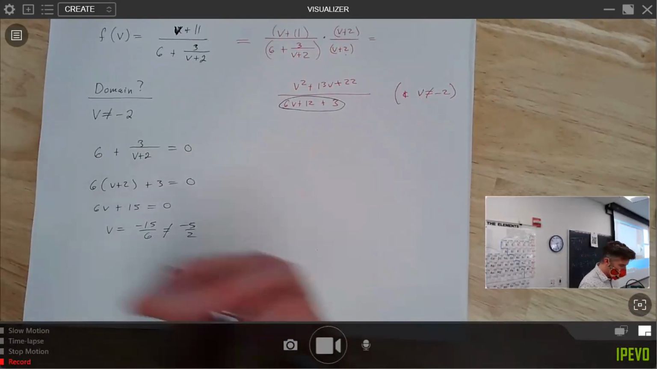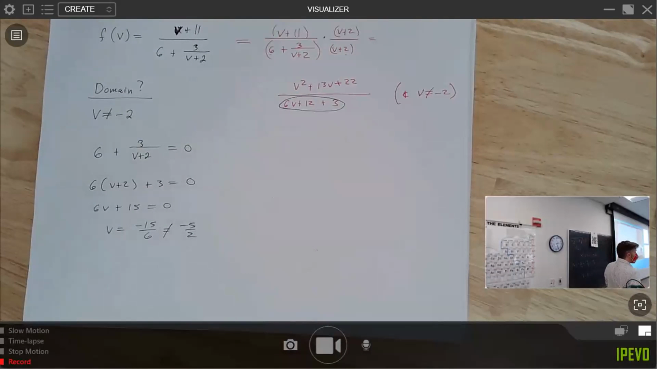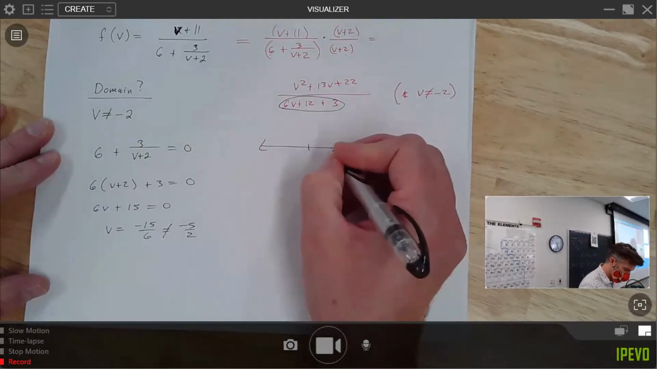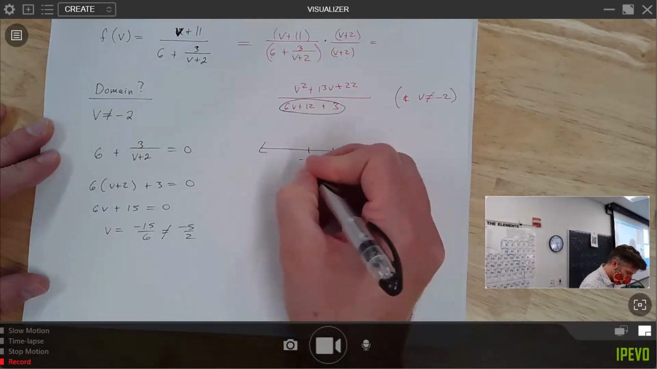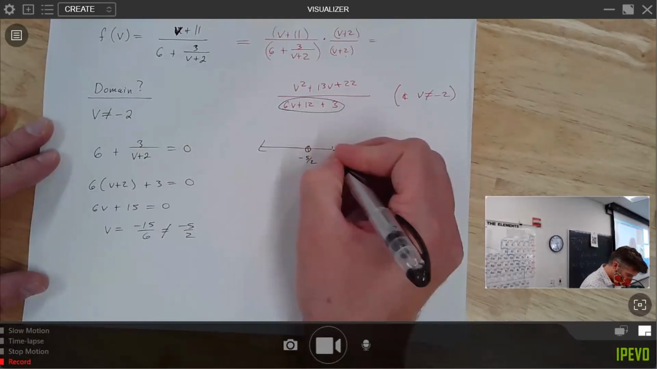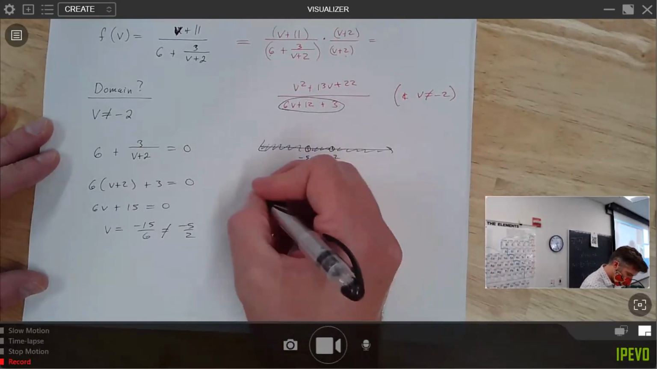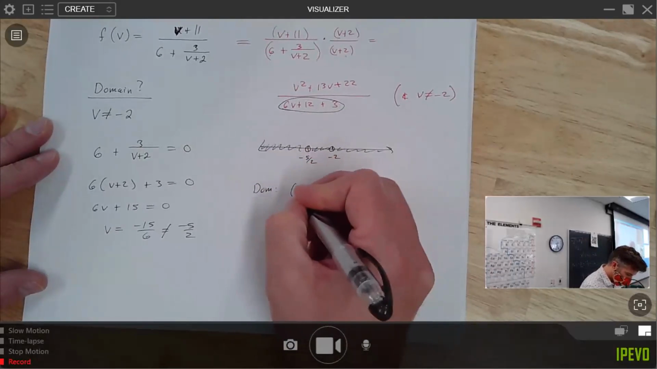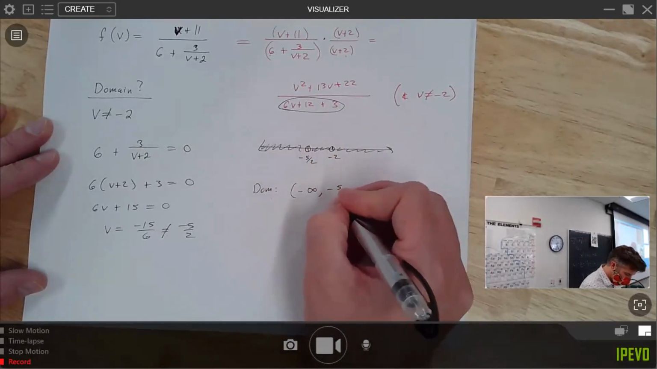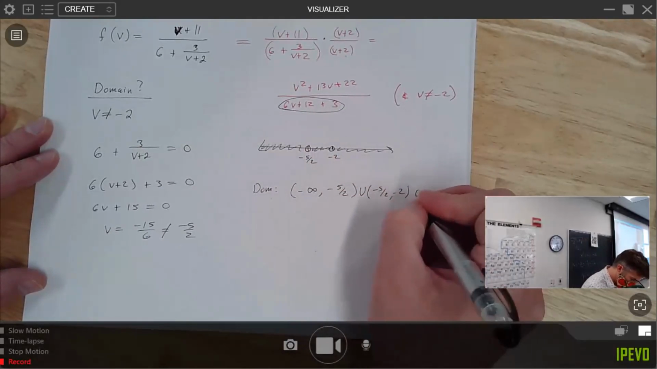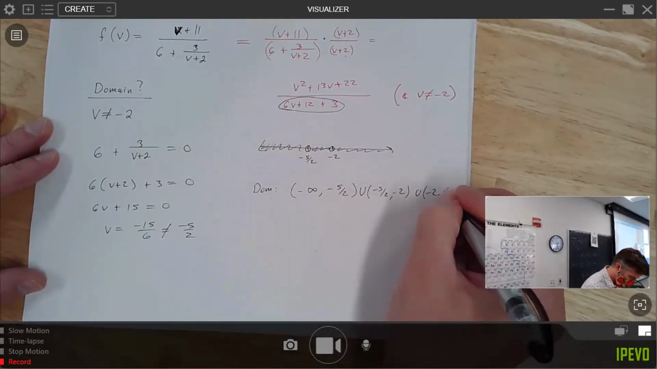So what's in my domain? Everything except those two values. v can't equal -2, v can't equal -5/2. If I was writing this out in the way you're probably expected to write it out, here's -2, here's -5/2. I don't want those, but I do want everything else. So my domain would be everything from -∞ to -5/2, union -5/2 to -2, union -2 to infinity.